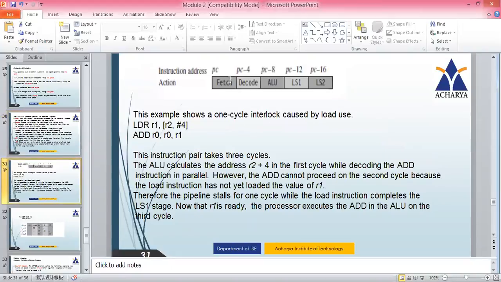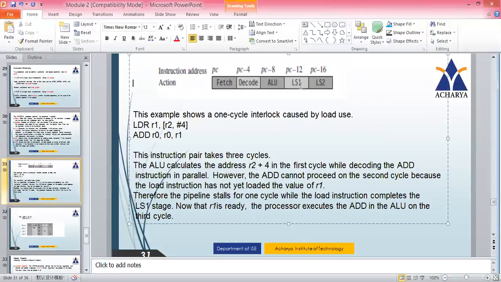Now let's see the general structure: fetch, decode, ALU, LS1 and LS2. Let me take a simple example. If I'm fetching the instruction pointed by PC whose address is 1016, then that instruction is fetched. Then 1016 minus 4, that is 1012, that instruction is decoded. 1016 minus 8 is again 1008, and the instruction pointed by that address is taken to ALU.